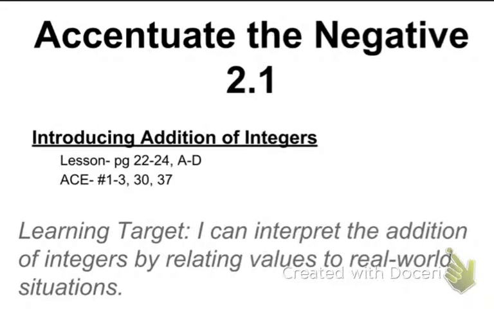Okay, ladies and gentlemen, today's lesson is Accentuate the Negative 2.1. We're doing page 22 through 24, problems A through D. Your ACE work will be 1 through 3, 30, and 37. Your learning target is that you can interpret the addition of integers by relating them to values in real world situations. Same learning target we've been having before.